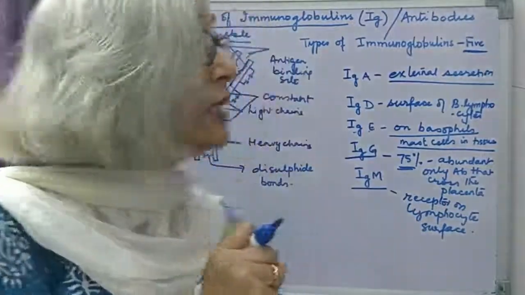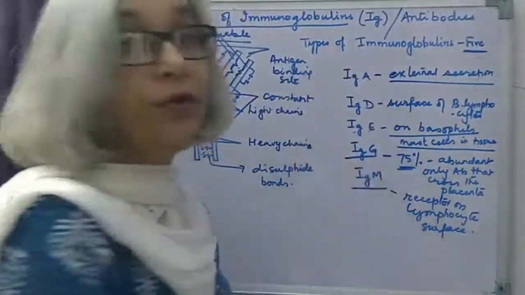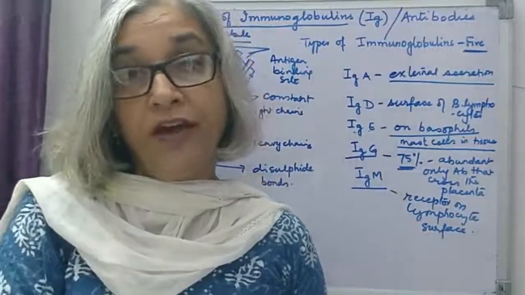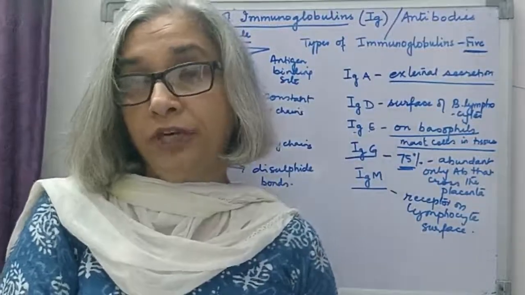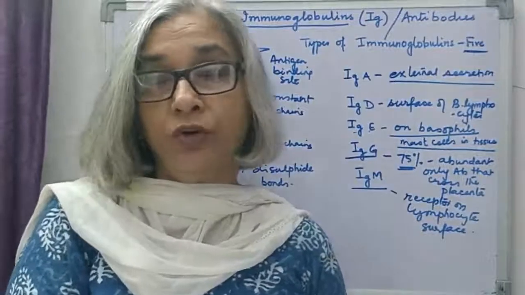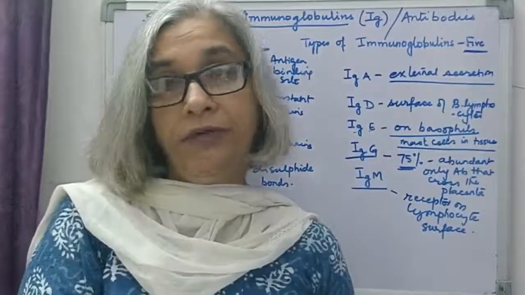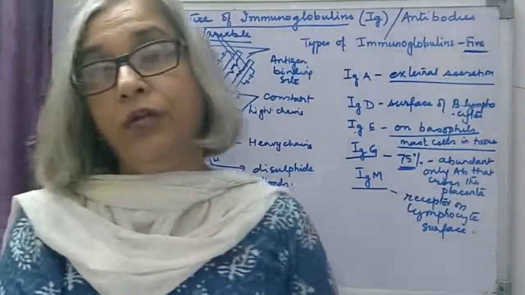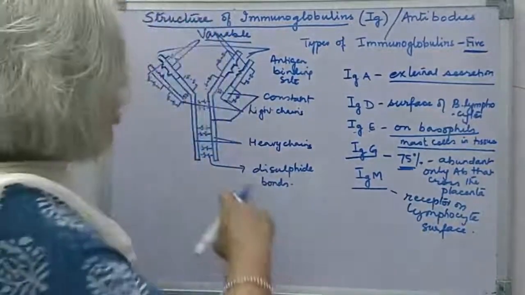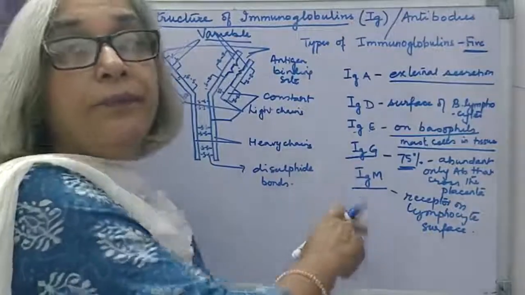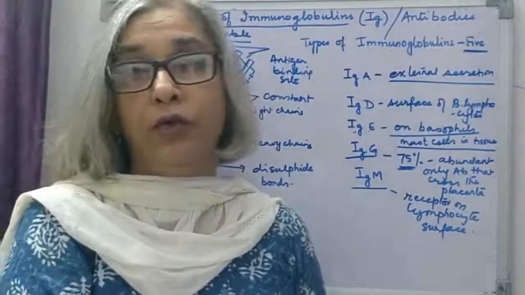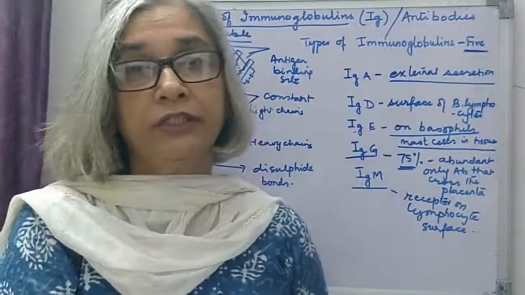So these are the 5 different kinds of antibodies. We have discussed their location, where they are found, and the important functions performed by each kind of antibody. We have discussed the structure. The diagram is here. I will be putting up a PDF also showing you the structure and the different kinds of antibodies, their location and their functions.